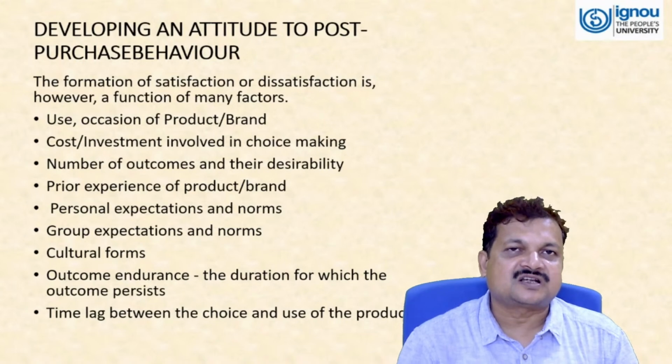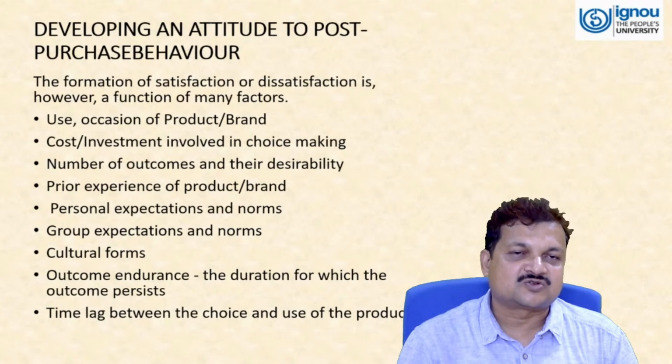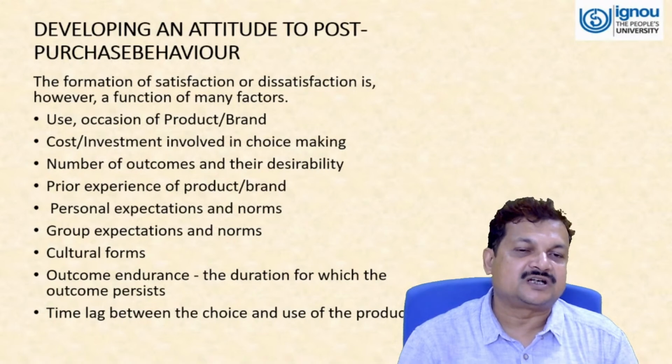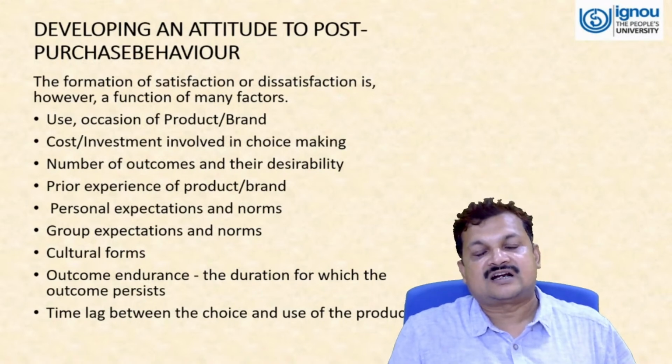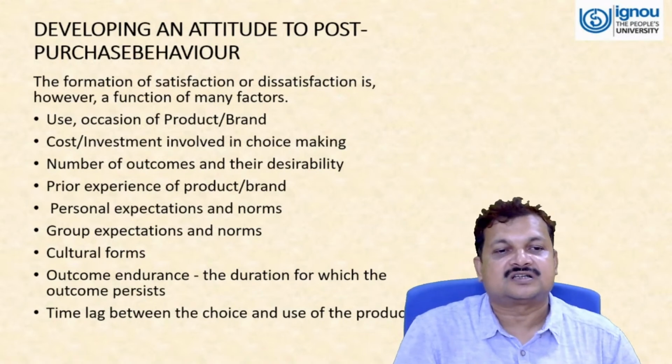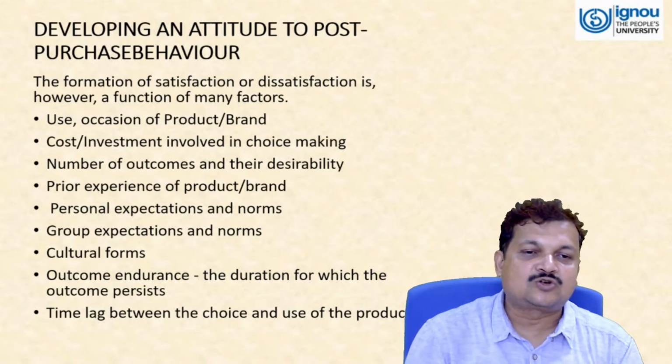Group expectations are there, meaning how groups are expecting, your social groups, friend circles, or your colleagues, whether their expectations can be met. If it is not meeting them, again you are dissatisfied. Cultural forms: whether this fits your culture or not, the dress, the colors, and other things. Outcome endurance: the duration for which the outcomes persist.